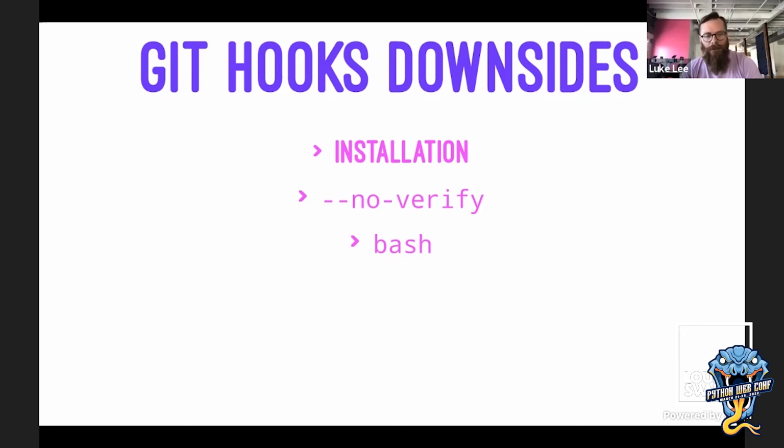Also, Git by default provides an escape hatch for this sort of thing. If you run git commit --no-verify, it's not going to run your pre-commit hooks. So even if someone installed it, they can always get by it. Another downside is if you're not really fluent in Bash, Git hooks might not be a great fit for you. You could probably use some other tools to get around that.